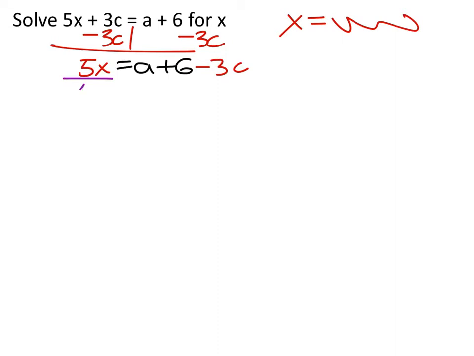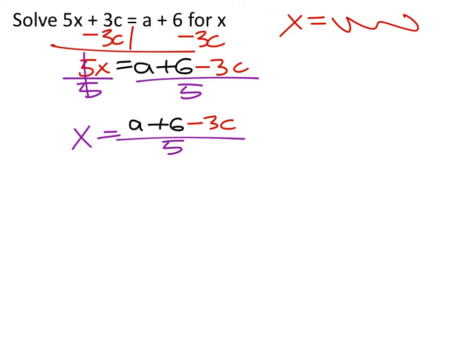Now what I'm going to do is divide both sides, or all the terms, by 5. See, that gives me a 1x, which is really what we want. x equals that stuff. That's it. That's as far as we need to go on that.